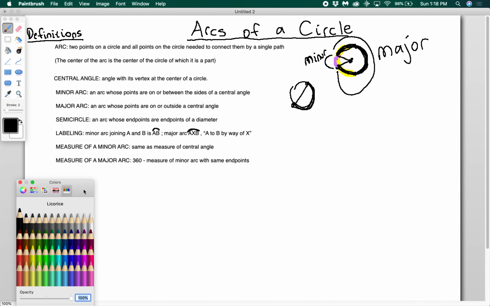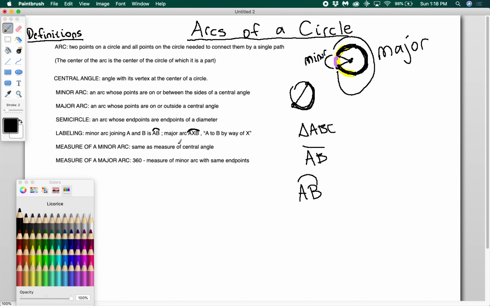In terms of labeling these when we write them, we often write things like triangle ABC or segment AB, right? If you're doing an arc, you write it with a little arc over it. So if I wanted to write arc AB, it would look like that.